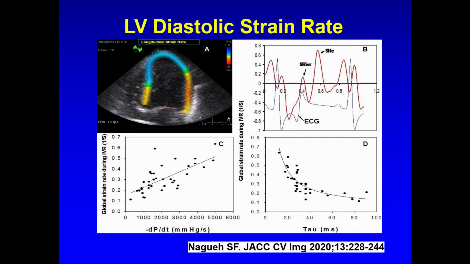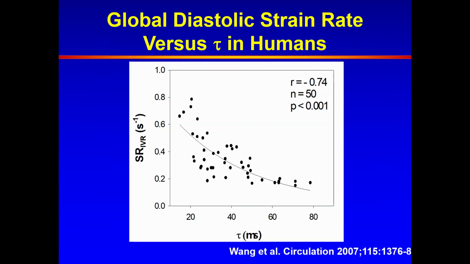Some other indices that have been looked at, diastolic strain rate. So here we're getting signals from the myocardium, the deformation, and then how fast that deformation occurs during diastole, during isovolumic relaxation and early diastole. That strain rate signal during isovolumic relaxation has nice relation with the time constant of LV relaxation as well as negative dP/dt that I showed you in earlier studies. The same significant association with the time constant in humans.